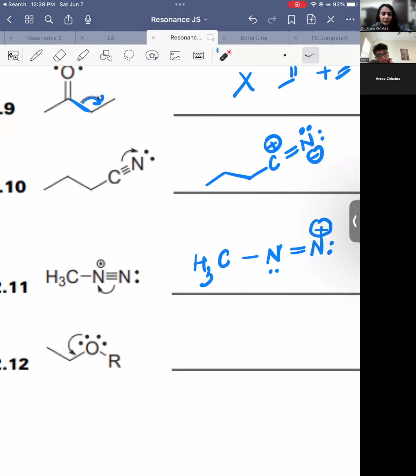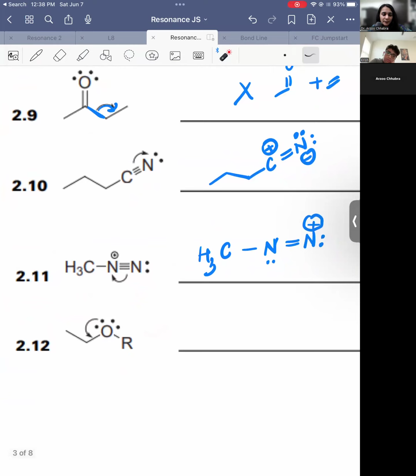What about number 12, the next one? No. There are two hydrogens here, and then we're literally creating the fifth bond, which is not possible.